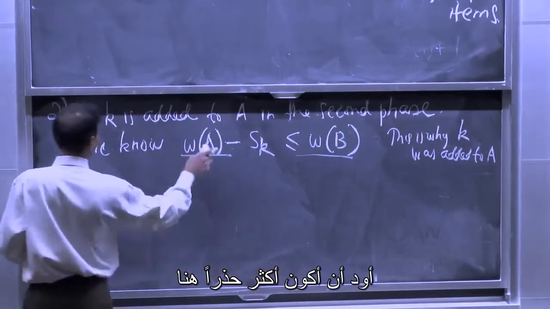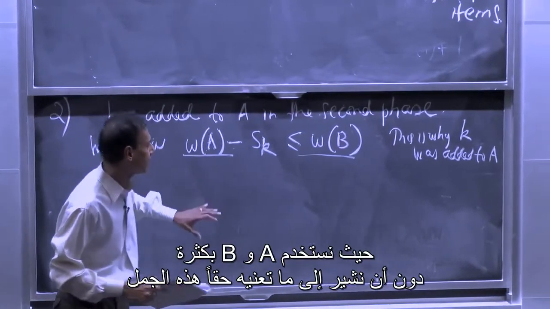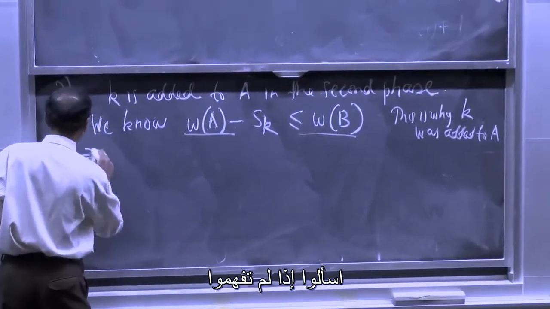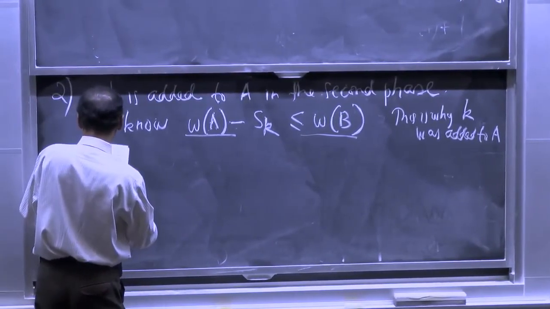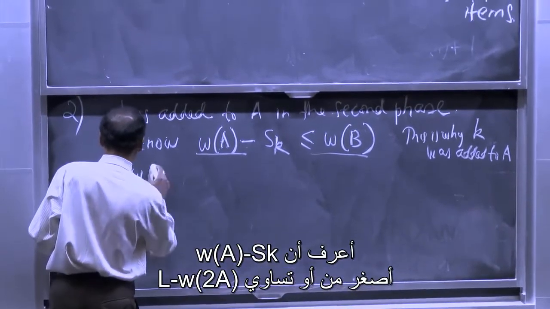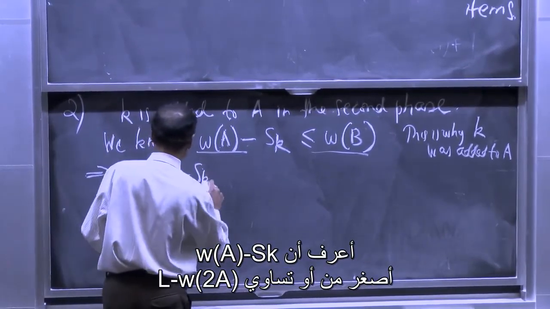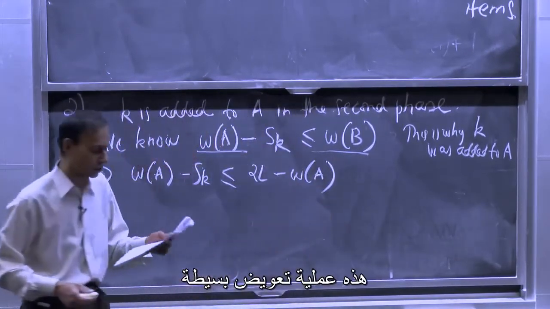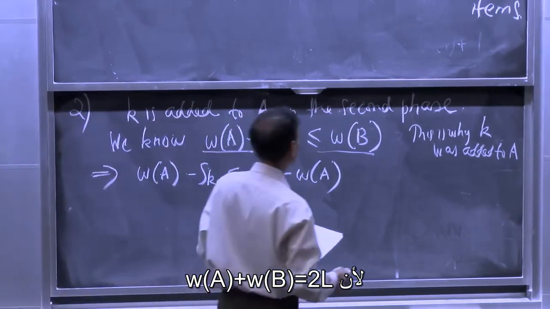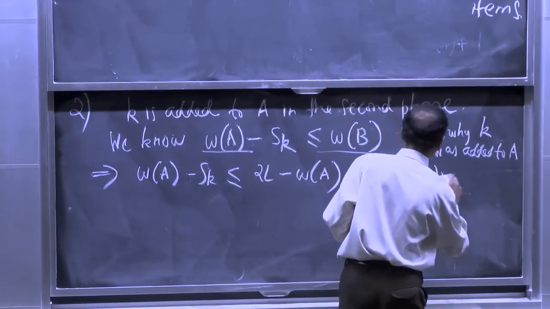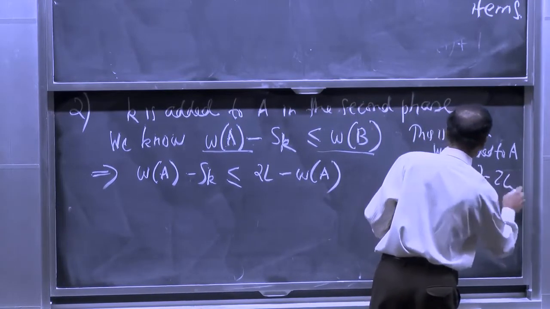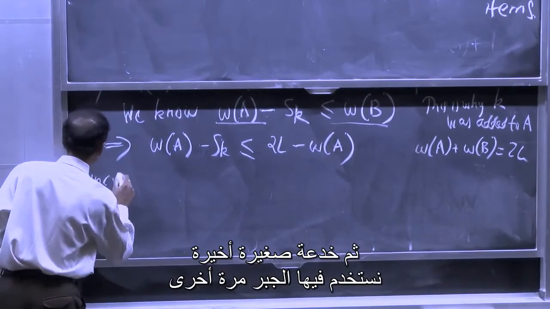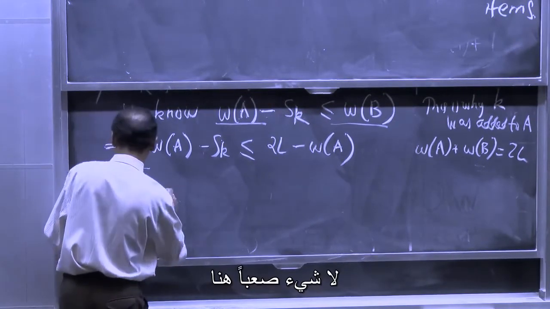I want to be a little careful here, given that we're overloading A and B, but I'll try and point out what each of these statements actually means, and ask questions if you're confused. I know that WA minus SK is less than or equal to 2L minus WA. That's just a substitution because WA plus WB equals 2L. Okay. And then last little trick, again, it's algebra, nothing profound here.